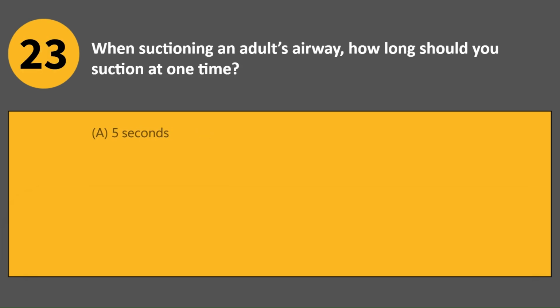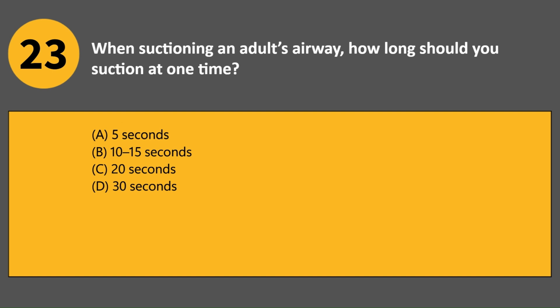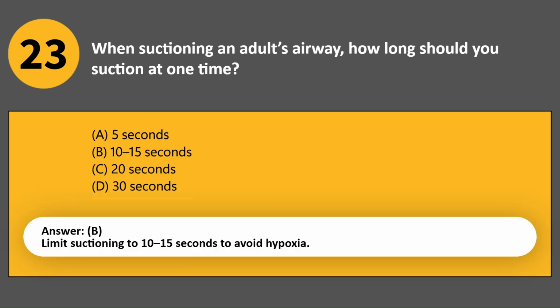When suctioning an adult's airway, how long should you suction at one time? A. 5 seconds. B. 10 to 15 seconds. C. 20 seconds. D. 30 seconds. Answer: B. Limit suctioning to 10 to 15 seconds to avoid hypoxia.